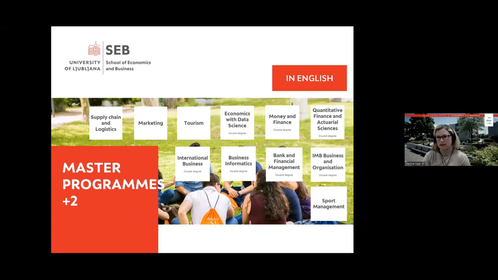This program is actually designed so that you choose which track you want to follow more. Depending on the courses, you go more into quantitative finance, or you design your program more into actuarial science. We also offer Master in Bank and Financial Management, and the IMB program, Business and Organization, which I already mentioned. This is a special program. It's a more intense program for students who would like to finish study earlier than in 2 years.